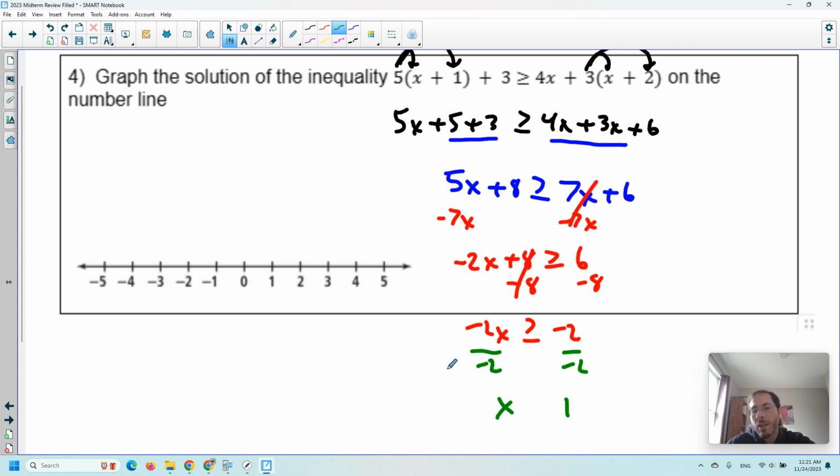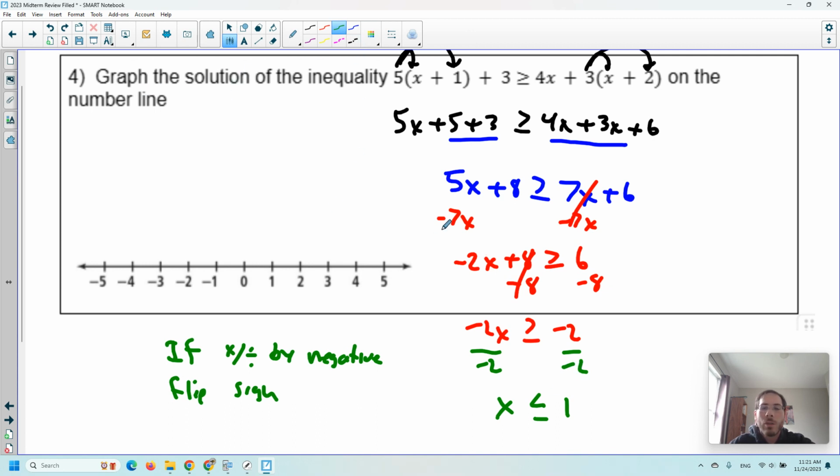But since this is a negative, remember, if you divide or multiply by a negative, we have to flip the sign. So we're going to flip that sign. So instead of a greater than sign, it's going to be a less than or equal to sign. So I've solved it, but I haven't answered the question because the question says to graph it.